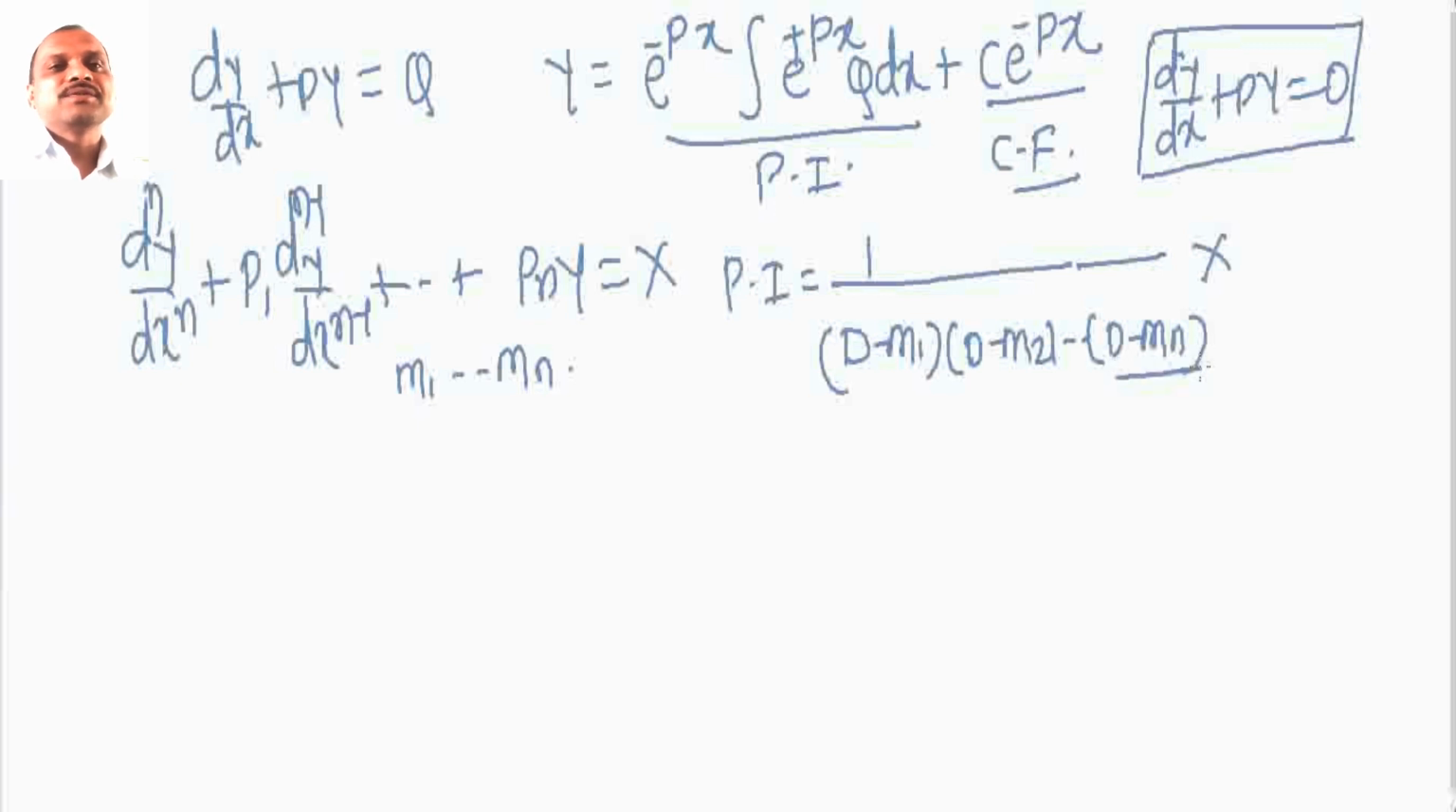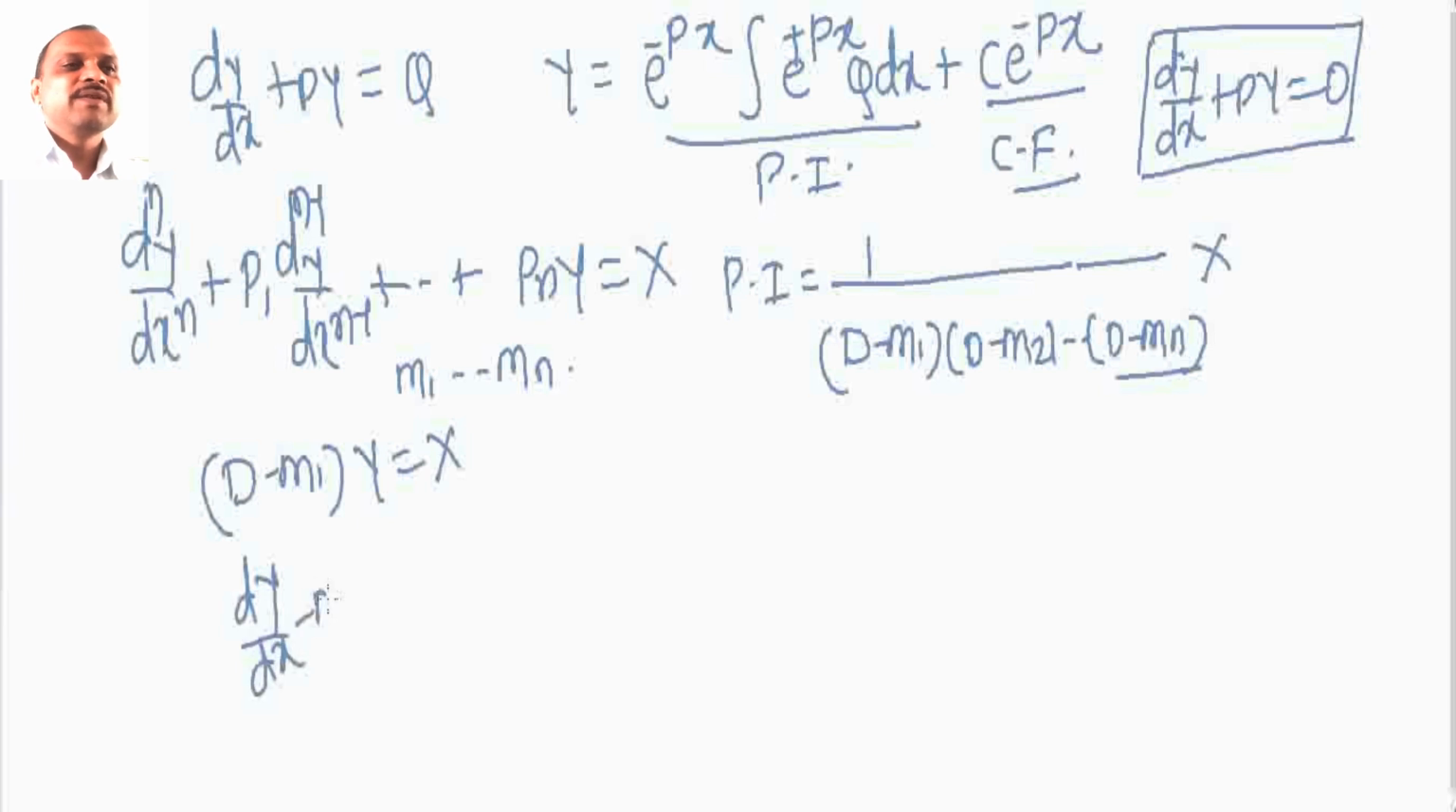Okay, so this is the equation. You can see that whenever we have this operator D minus m1 operating on x, this is the same as dy by dx minus m1 y equal to x, and the solution of this equation consists of two parts. As here you can compare this equation with dy by dx plus py equal to q, its solution consists of these two parts, complementary function and particular integral.